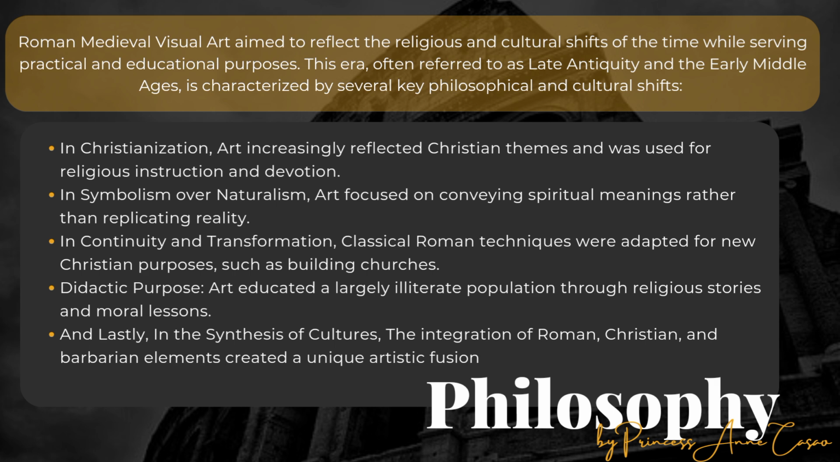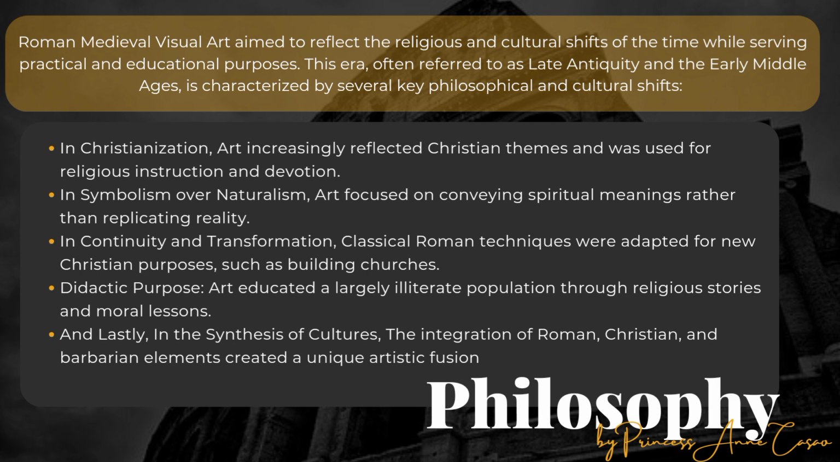Roman medieval visual art aimed to reflect the religious and cultural shifts of the time while serving practical and educational purposes. This era, often referred to as late antiquity and the early Middle Ages, is characterized by several key philosophical and cultural shifts. In Christianization, art increasingly reflected Christian themes and was used for religious instruction and devotion. In symbolism over naturalism, art focused on conveying spiritual meanings rather than replicating reality.